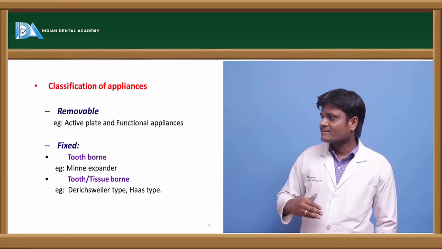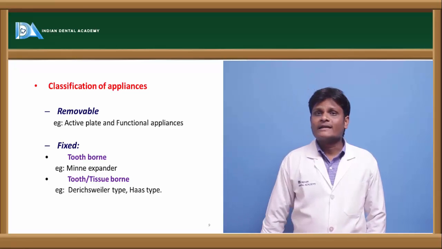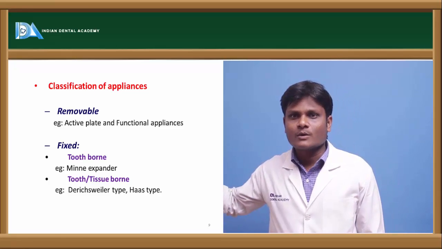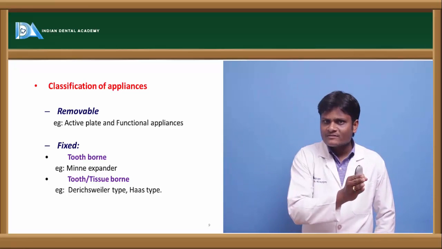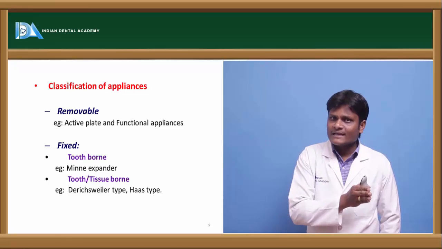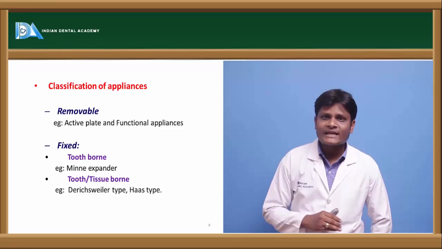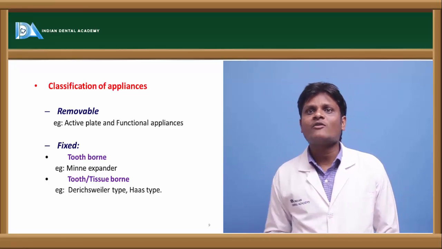Tooth-borne appliances are the mini expander, whereas tooth and tissue-borne appliances are the Dirichlet type and Haas type of appliance. Just note down the classification system: removable appliances and fixed appliances. Fixed appliances are again classified into tooth-borne and tooth and tissue-borne. Tooth-borne is a mini expander, whereas tooth and tissue-borne is a Dirichlet type and Haas type of appliance.